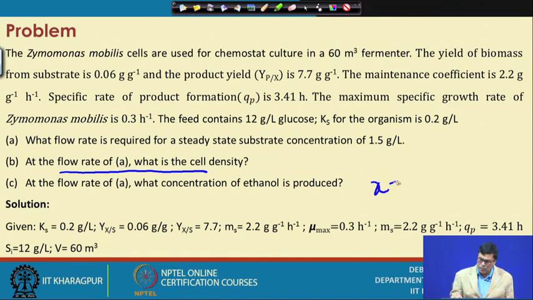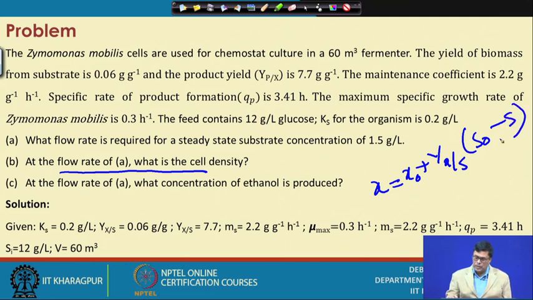So, x equal to what? X is usually equal to Y times (x0 plus Yx/s)(s0 minus s). Here, if we consider the sterile feed, then x0 should be equal to 0. Then Yx/s, the cell yield, is already given here, s0 value we know, and then we can find s, also we know.